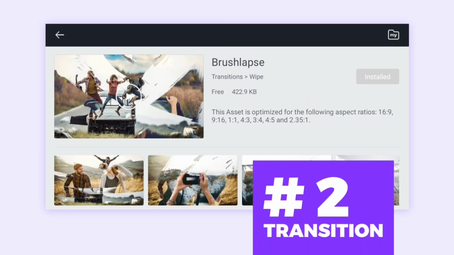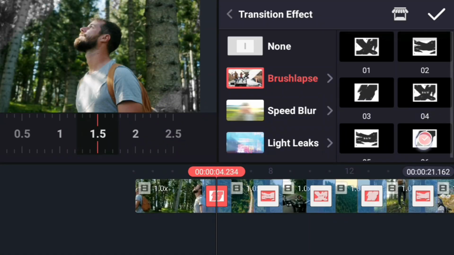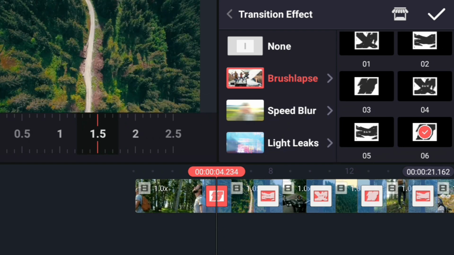The name of the second transition pack is Brush Lapse. In this you will see 6 transitions. So let's take a look at the preview of the transitions.